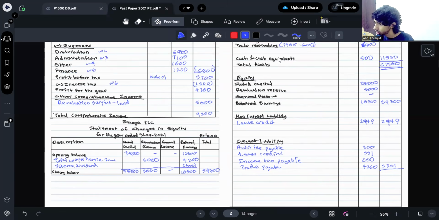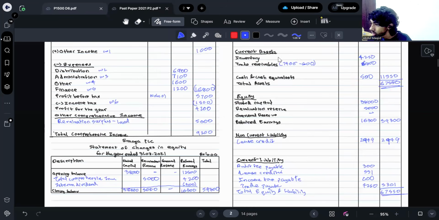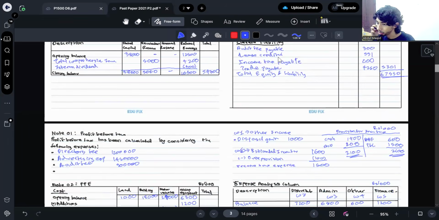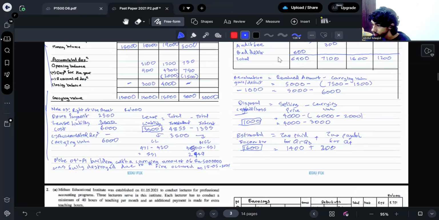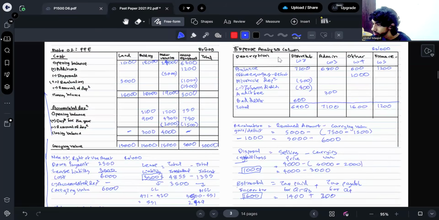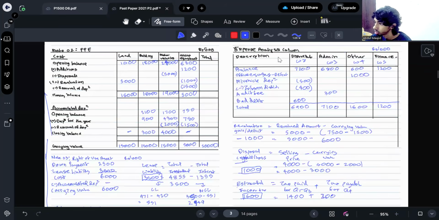59,300 plus 5,301, 67,550. Total equity and liability. It balances. Okay. So then we have not completed the note one. You can just add an expense. With the bad debt expense, you can record. Bad debt, you can record any expense, that's not an issue. 600,000. Okay. So then we are done with company account. Yeah. So moving on to the next question after this.